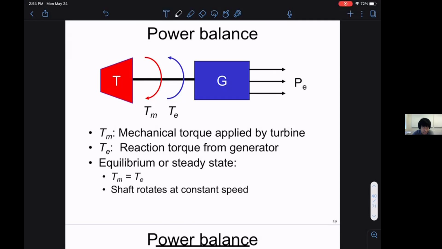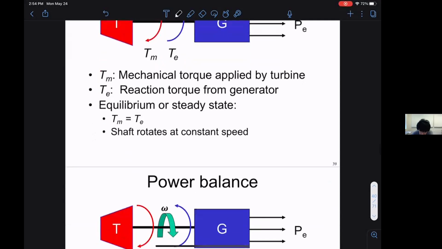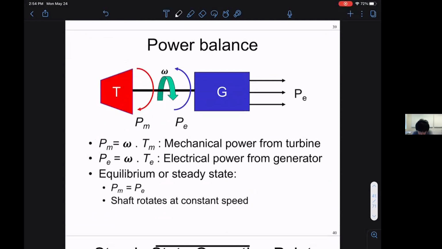Okay. So power is the rotational speed times torque. Input power equals output power means that my frequency doesn't change. Torque being equal means power is equal, and frequency not changing means equal power. So this is a steady state. This is when the system is operating at steady state.